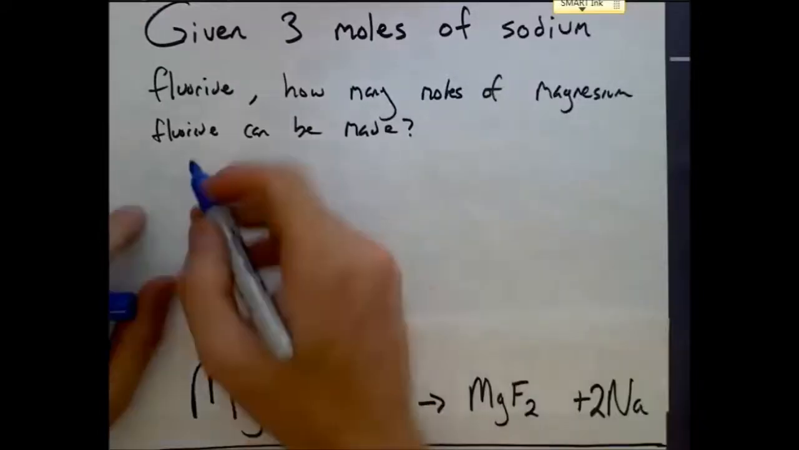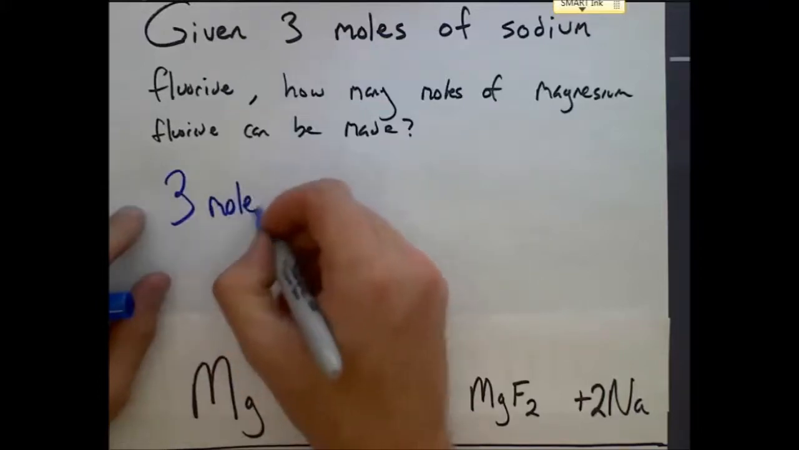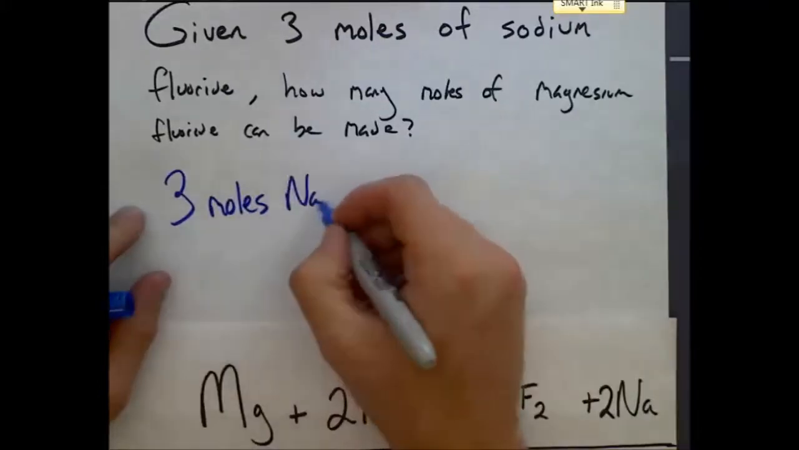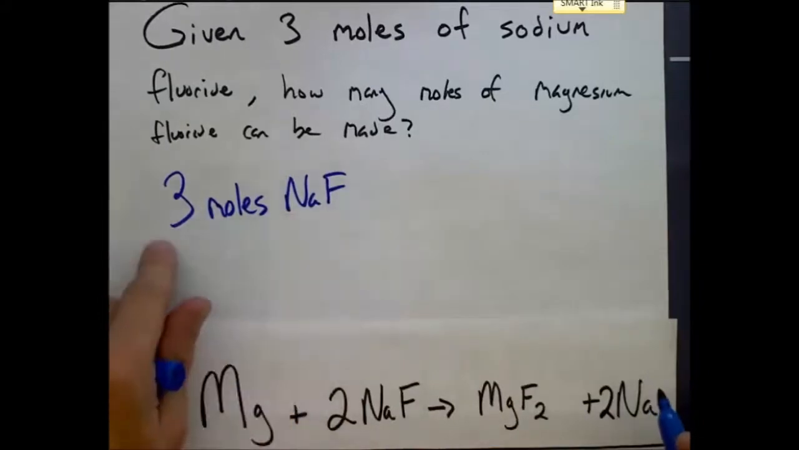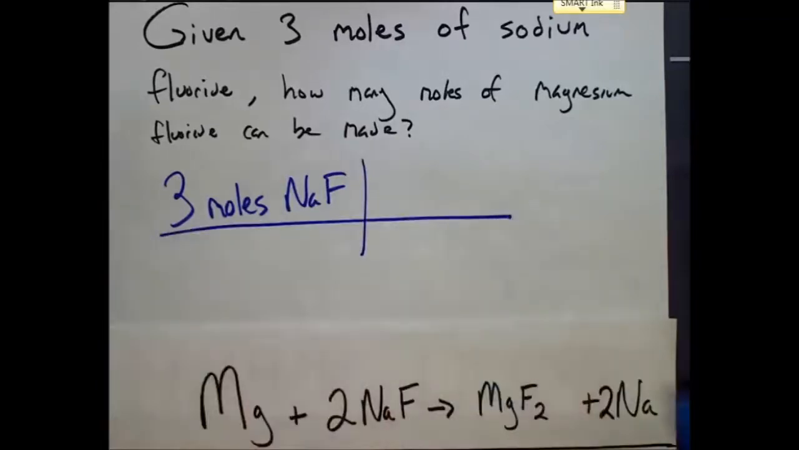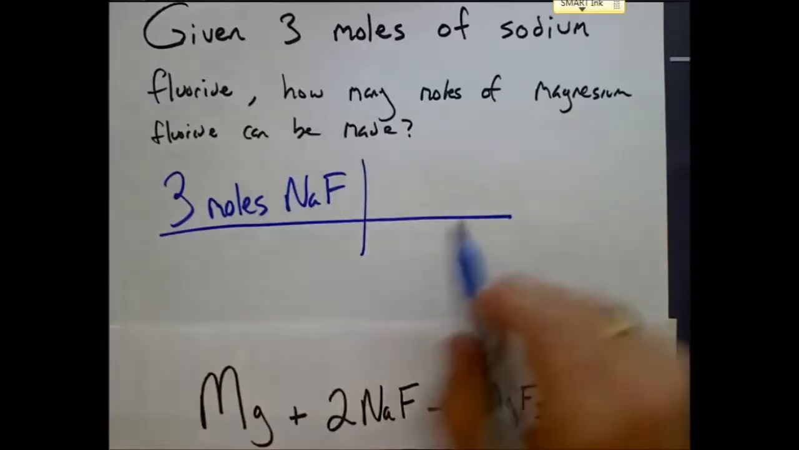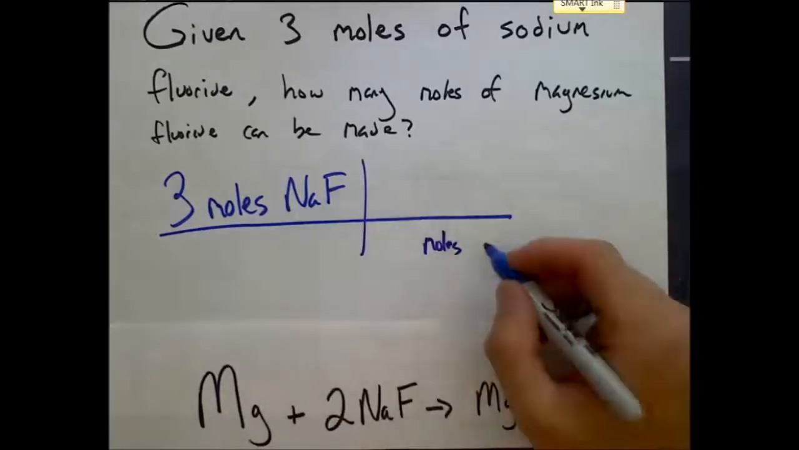Given 3 moles of sodium fluoride, we're always going to write out the entire given, all right? Number, unit, and substance. And then before we do anything else, we know we're going to need to cancel out the given. So bring down the unit and the substance.